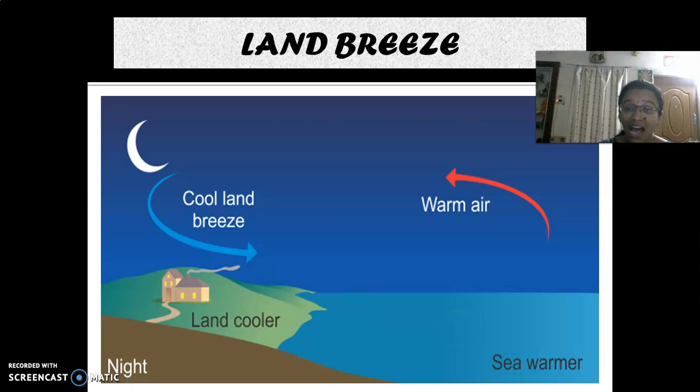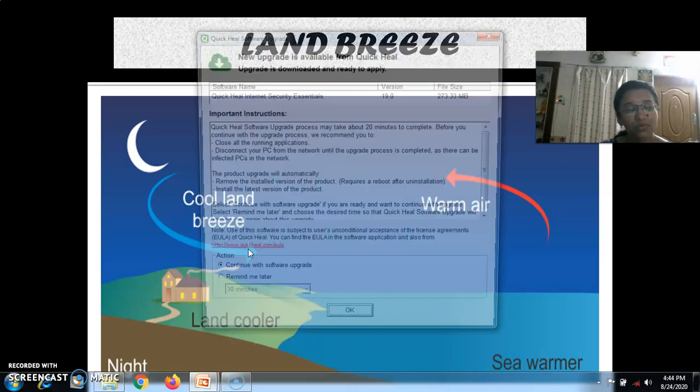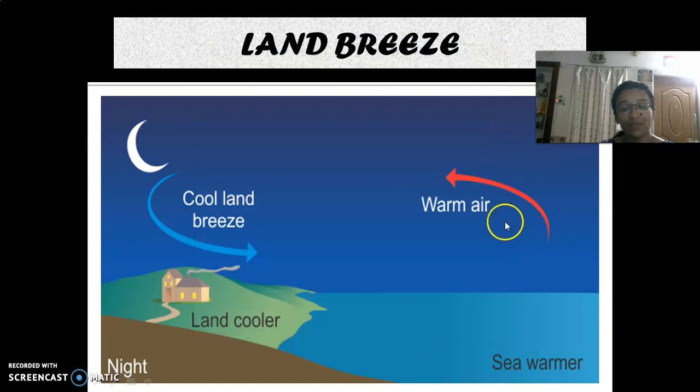So what about the air? The sea air is hot and the land air is cool. Next point, what about the density, children? The density of the air near the sea is low, and the density of the air on the land is high.